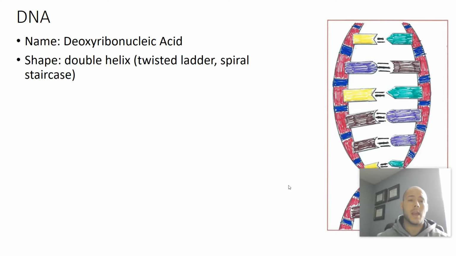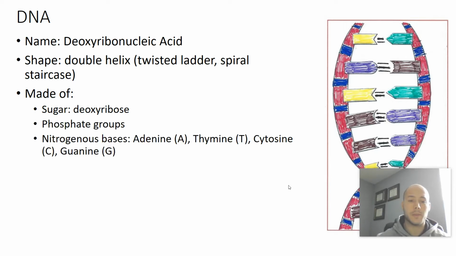Kind of picture a spiral staircase, or picture one of those rope ladders that you would hang down over a boat, and then just twist it a little bit. You get that double helix type of shape. It's made out of three parts. We have a deoxyribose, hence the name, a phosphate group, and then a nitrogenous base, which can either be adenine, thymine, cytosine, or guanine. And those are abbreviated A, T, G, and C.